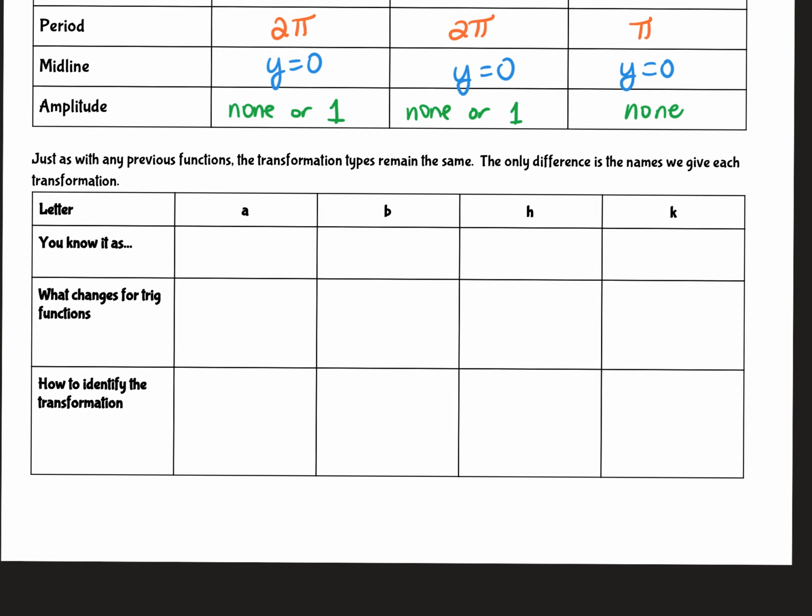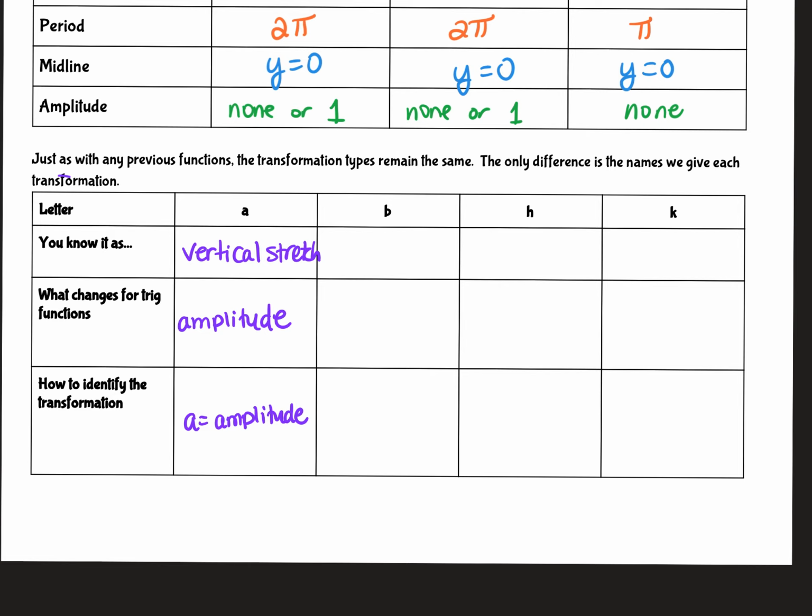So A, what you know as your vertical stretch, what we call it for our trig functions is it's going to determine the amplitude of that function. So vertical stretch and amplitude just mean the same thing. And how to identify the transformation is literally whatever A is equals your amplitude. It's pretty simple. Now I'm writing that here, but some of them won't be quite as simple. I'm going to skip B and come back to that in a minute.